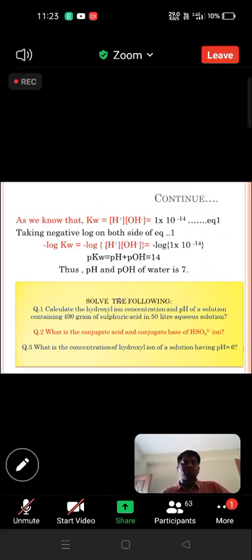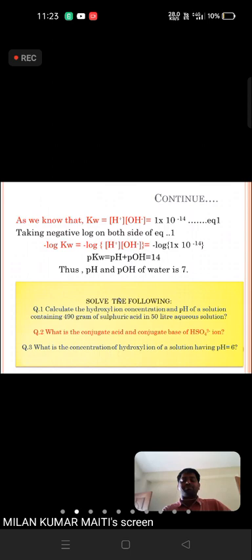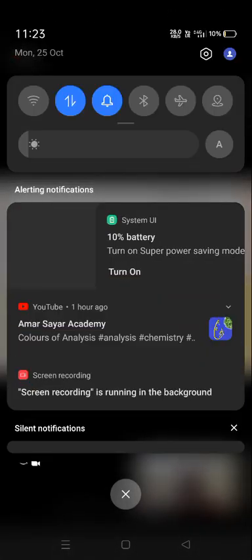Sulfuric acid is equal to 5 mole. Molarity of the solution will be 5 by 50. That means 10 to the power minus 1 molar solution. Thus the concentration of H plus become 10 to the power minus 1 and pH will be 1. So concentration of OH minus ion will be 10 to the power minus 14 divided by 10 to the power minus 1. That is 10 to the power minus 13 is the hydroxyl ion concentration and pH of the solution will be 1.